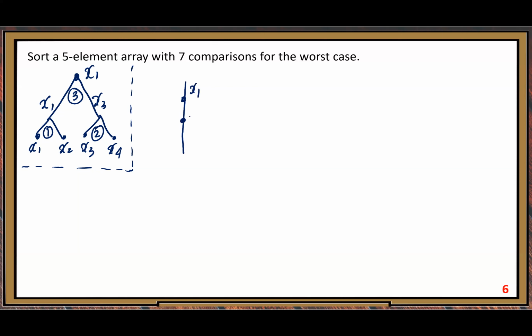x1, x3, x4, x2. Now, x5, when we need to get x5 to do the comparison, we compare it with the middle one, x3, that's comparison number 4. Okay? Then we have two possible cases. The first case, greater than x3. So it's like this.